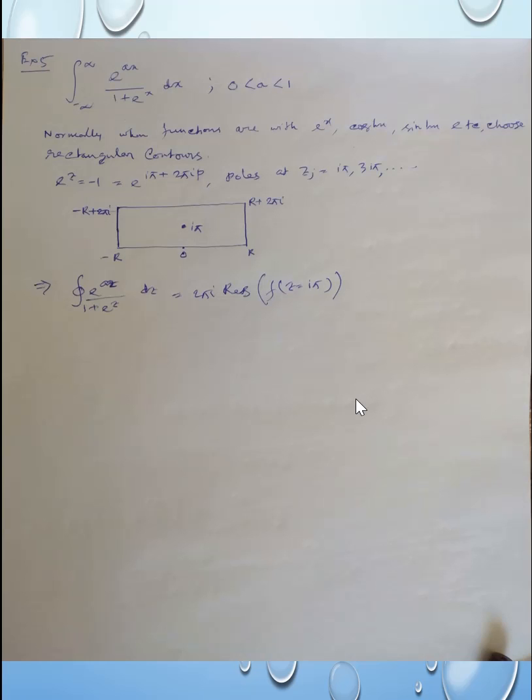This is example 4. This is slightly different. This is only an exponential function. For exponential functions or hyperbolic functions, you have to consider rectangular contours. If the function contains a hyperbolic function or exponential function, you have to consider a rectangular contour.